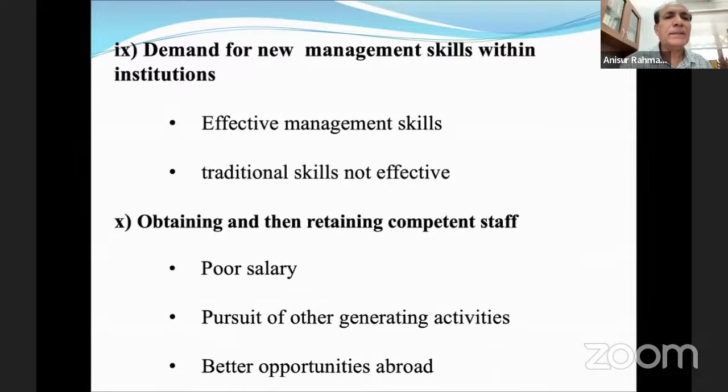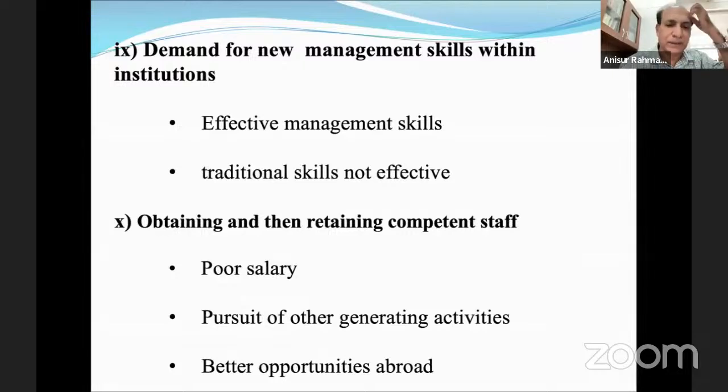Okay, so here there's a new demand for management skills in the industry. Effective management skills have become the need. Traditional skills will not be effective. So we need to bring a lot of transformation in the system of education. Of course, this national policy has all these provisions.